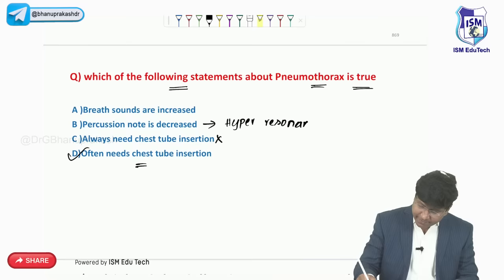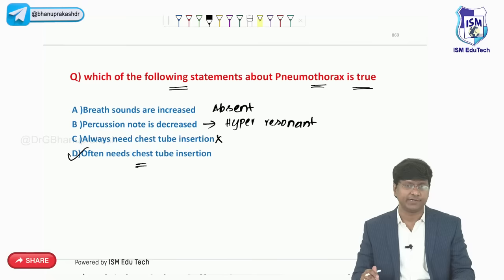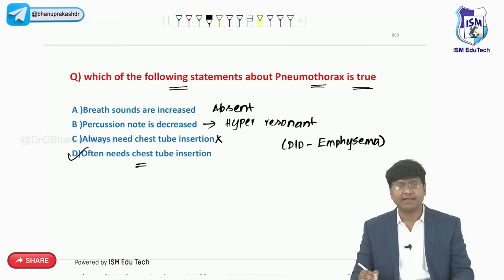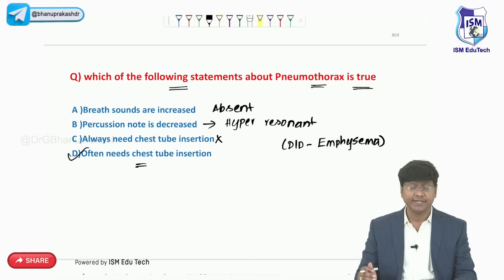And what will happen to the breath sounds? Breath sounds are decreased or absent in case of pneumothorax. And what is the differential diagnosis for a hyper resonant note? It will be emphysema. So even in case of emphysema, you will have this hyper resonant note. So please remember, they don't always need chest tube insertion. They often need chest tube insertion. Why is that? Because if there is a small pneumothorax, you don't require a chest tube. It will undergo self-resolution.